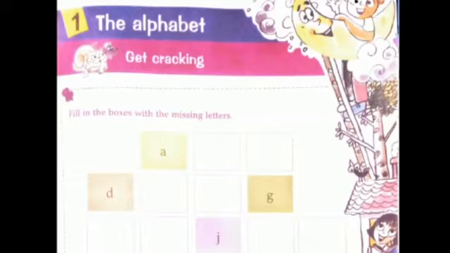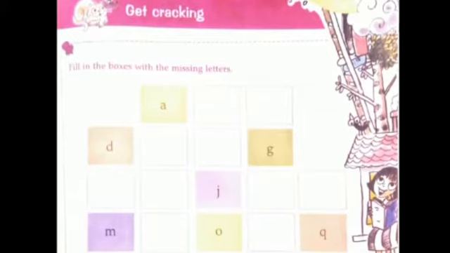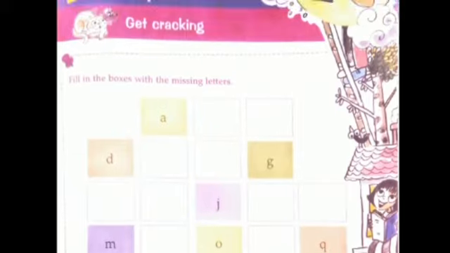Now, look at here. Here are a set of small letters, but some are given and some are missing. So you have to write only missing letters. Look at here. Fill in the boxes with the missing letters. That means you have to write only the missing letters. Look at here. First letter is given, that is A. Okay. So in the next box, you have to write B as usual.